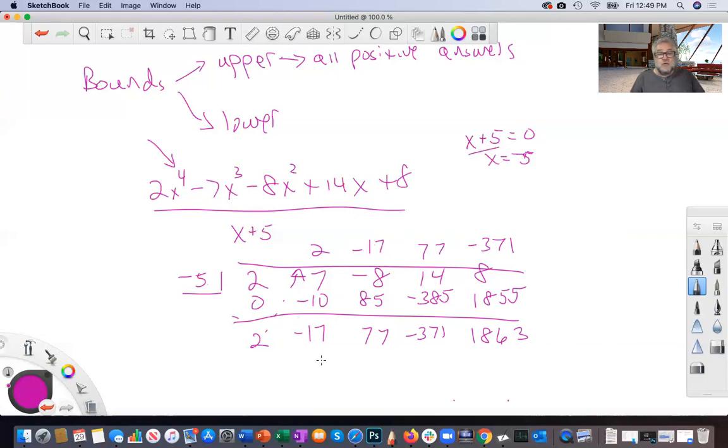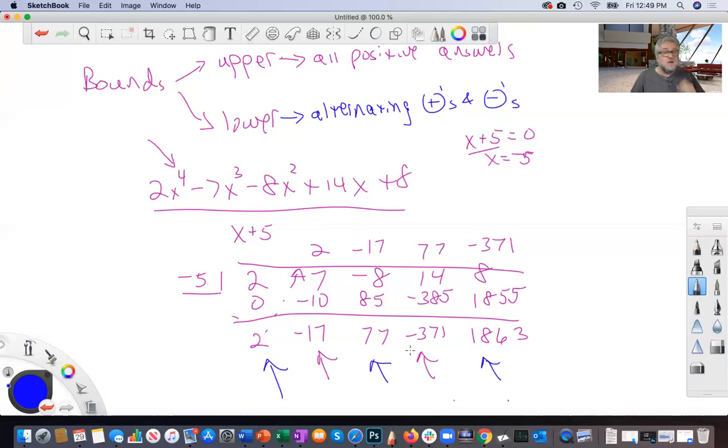Okay, and notice you have negative signs here and you got positive signs here. Alternating positives and negatives down here. That means it's a lower bound. There's nothing below that that's going to work. Okay? So we know it's not above plus 5, it's not below -5.